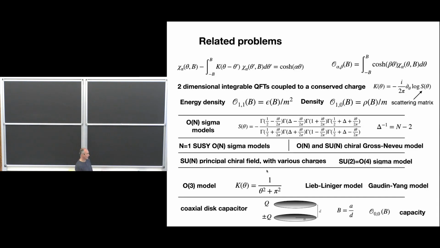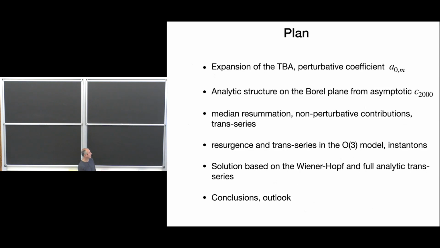It's a very old classical problem in electrodynamics. Let's assume you would like to calculate the capacity of this coaxial disk capacitor. So think of two disks at a distance d, and you would like to calculate the capacity. Then what you will find is exactly the same integral equation. This is the Love equation with that kernel. And the observable on the right-hand side is alpha equals 0. And the observable you are interested in, the capacity, is just this O00. So I will also calculate that today.